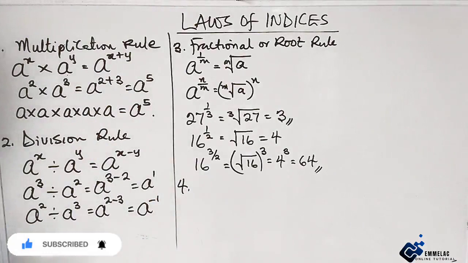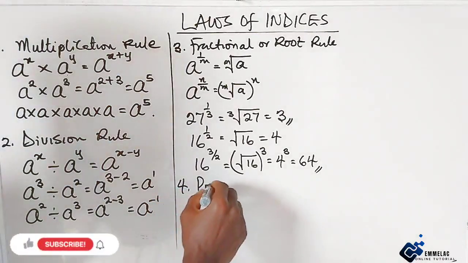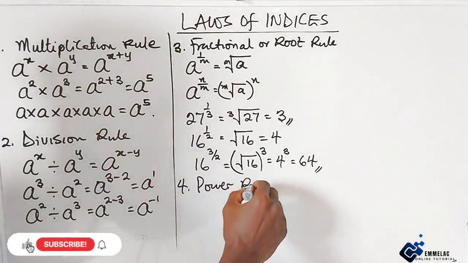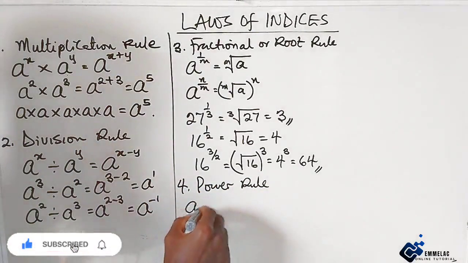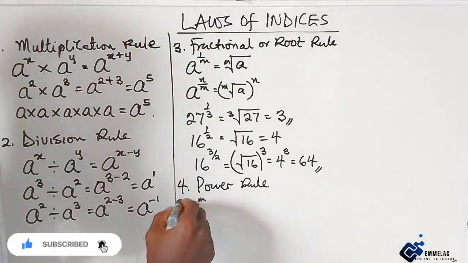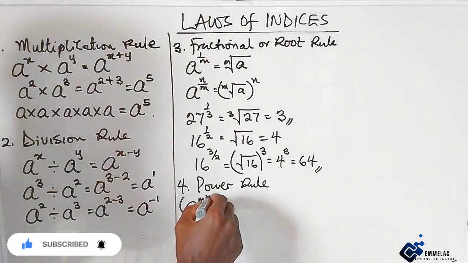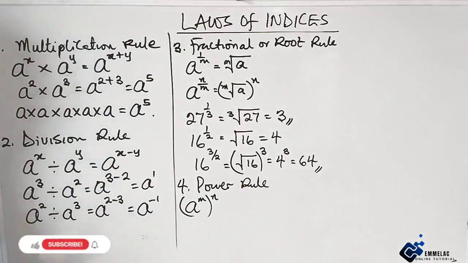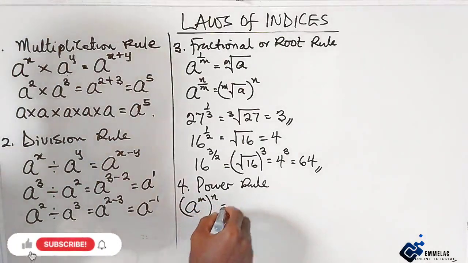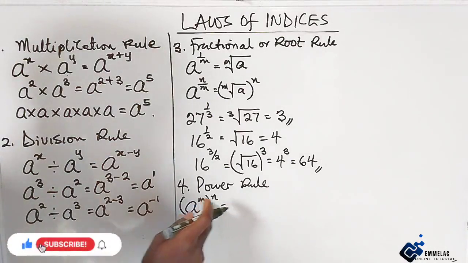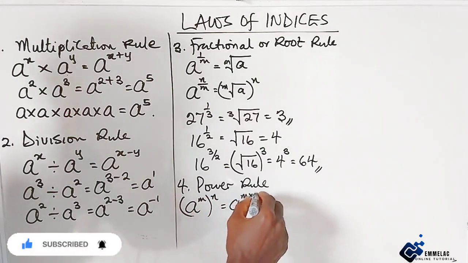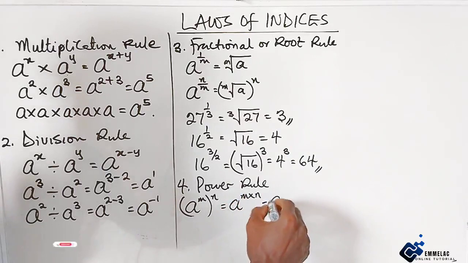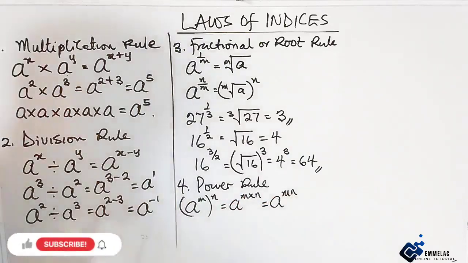On number 4, we're talking about the power rule. In this case, let us say you have a raised to the power of m, all raised to the power of n. In this rule, it implies that the powers will be multiplied. So here you have that it will be m times n, which will give us a raised to the power of mn.